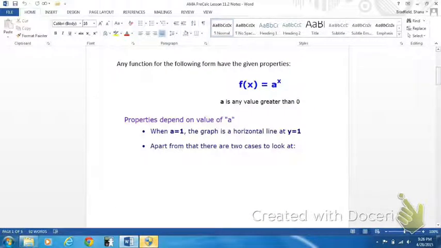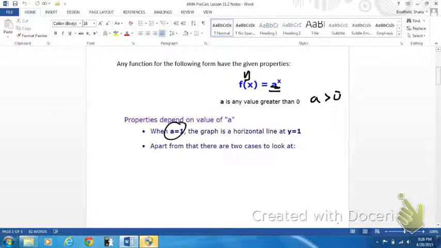Any function of the following form has the given property. The form we're talking about is f of x equals a to the x. That's again just a different way of writing the exponential function. F of x, remember, is y, and this time our base is represented by an a being some real number. In this case, a is going to be greater than 0, or a positive number. The properties depend on the value of a.